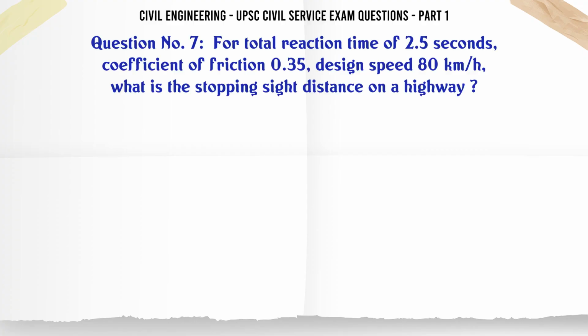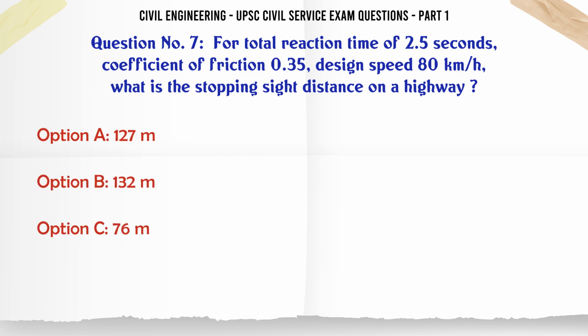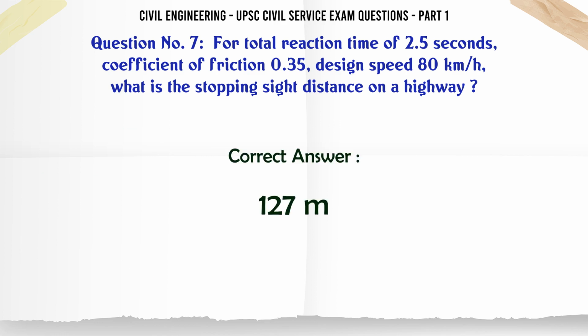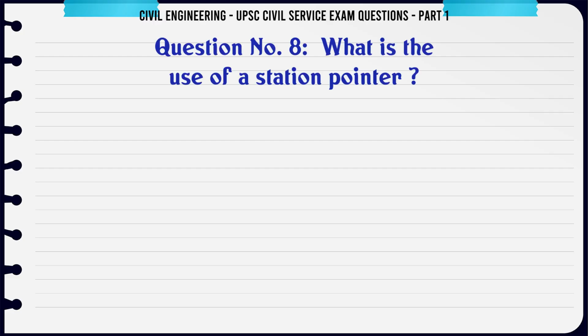For a total reaction time of 2.5 seconds, coefficient of friction 0.35, and design speed 80 km per hour, what is the stopping sight distance on a highway? A. 127 m. B. 132 m. C. 76 m. D. 56 m. The correct answer is 127 m.